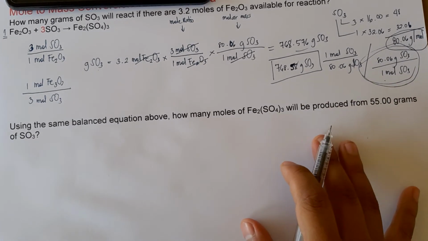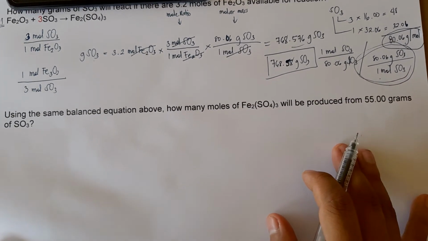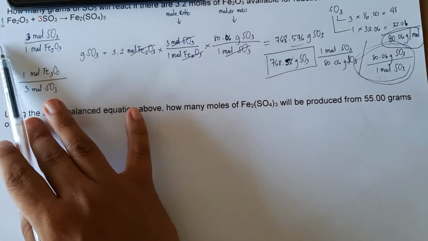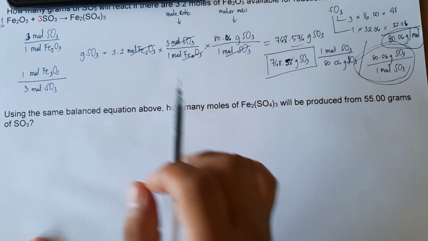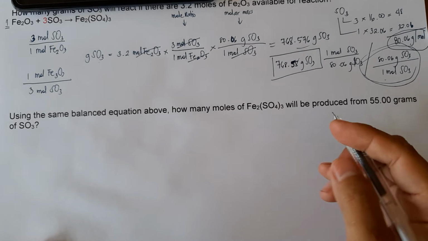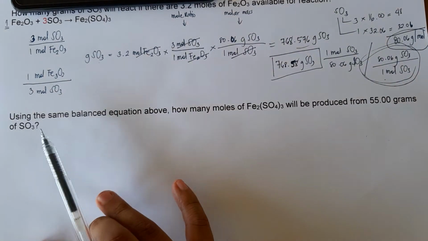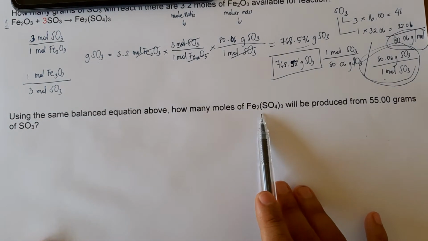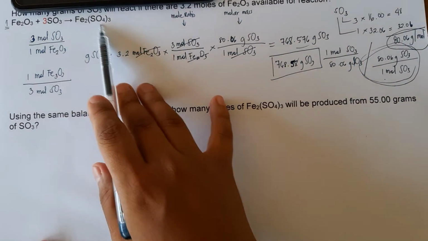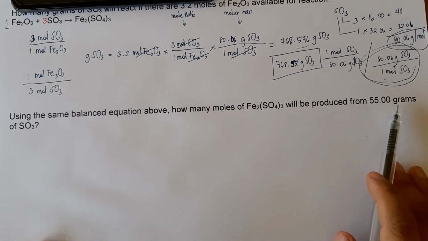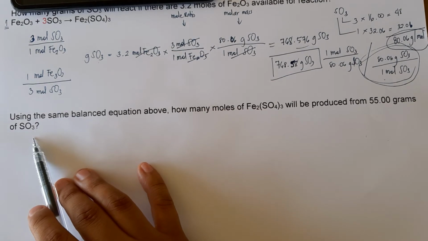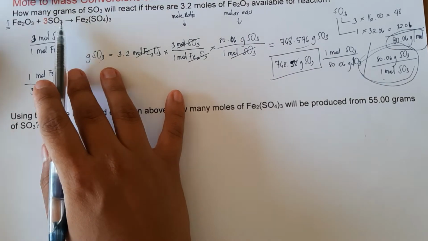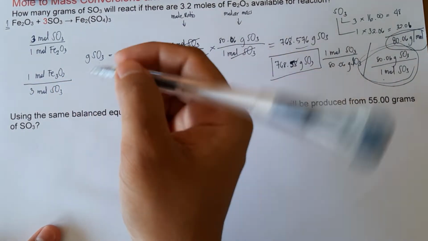So, ito naman yung problem number 2 na inihanda ko para dun sa next situation. So, we are going to use the same balanced chemical equation. Now, as the problem mentioned, using the same balanced chemical equation above, how many moles of Fe2(SO4)3 will be produced from 55 grams of sulfur trioxide? So, ito at saka ito naman yung involved sa ating problem. These two.